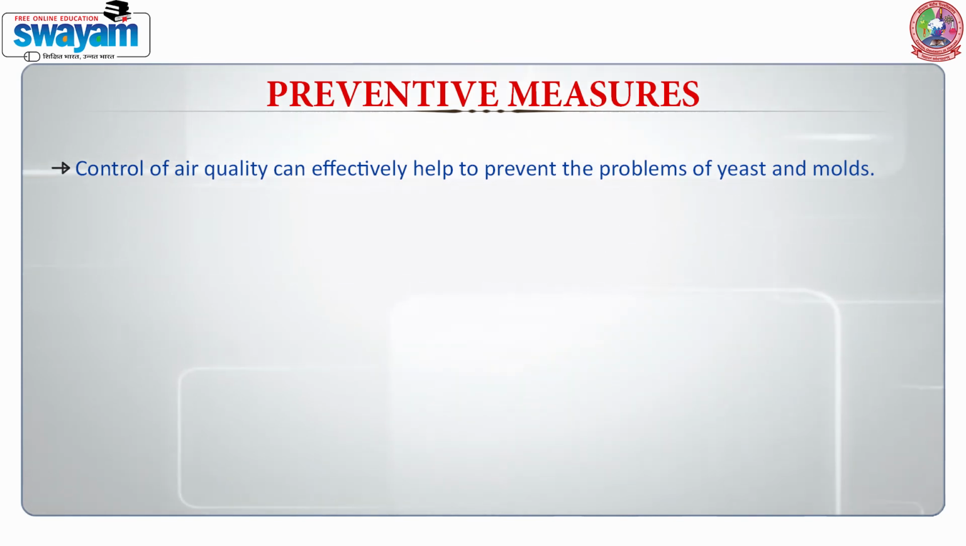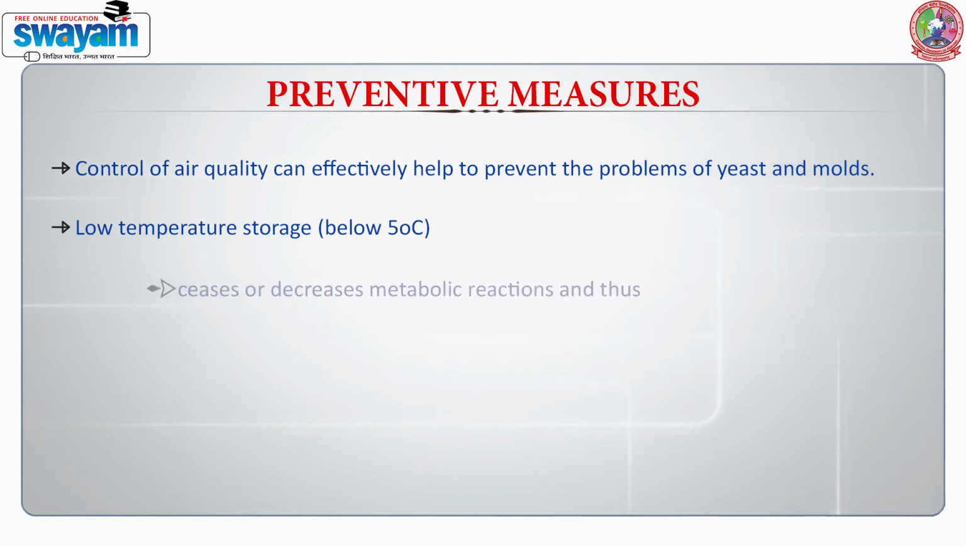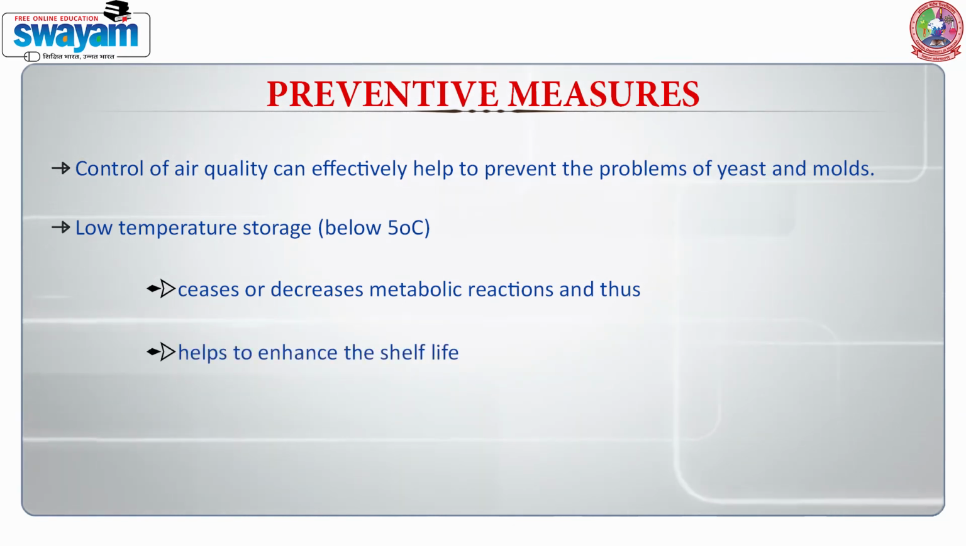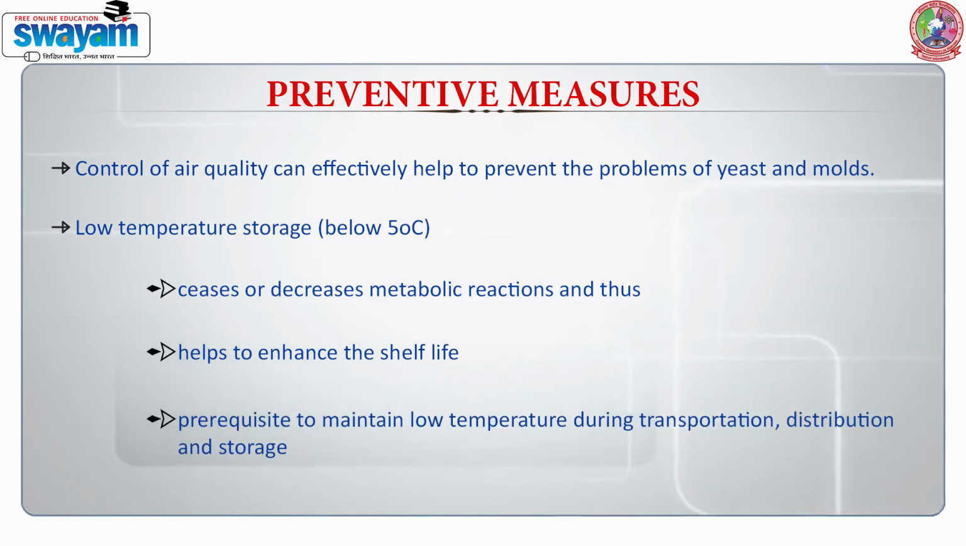The other thing which is very, very important is the low temperature storage. We have to keep it below 5 degrees C, because this temperature helps in decreasing the metabolic reactions and therefore increases the shelf life of the milk products. We should also maintain a low temperature during the transportation, distribution and storage. This means the cold chain really needs to be maintained right from the beginning till the end.